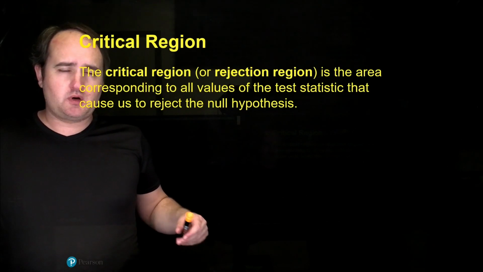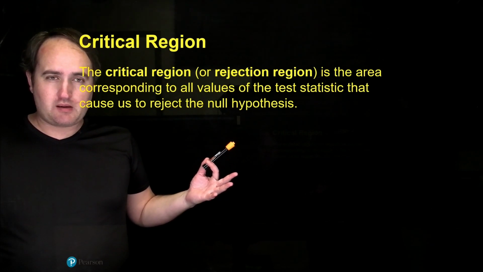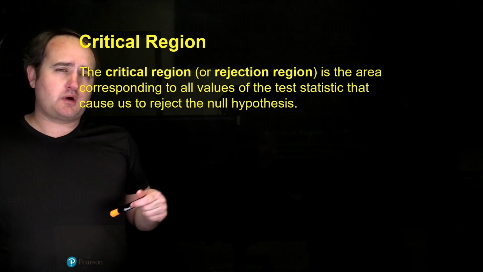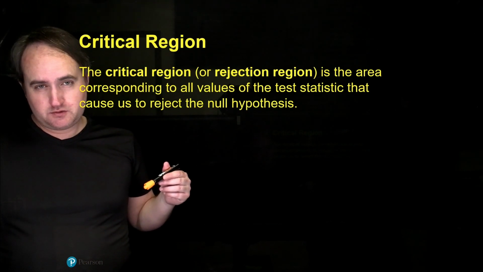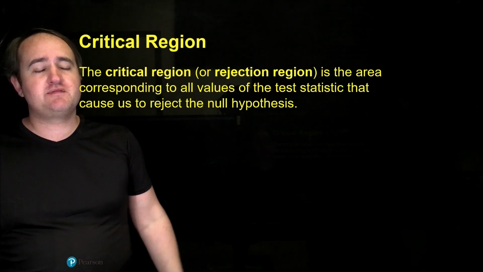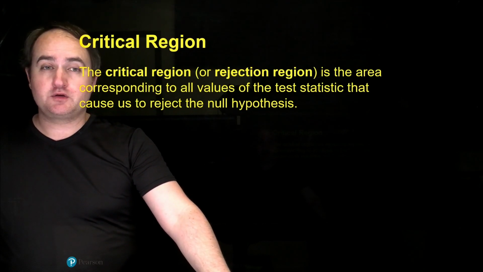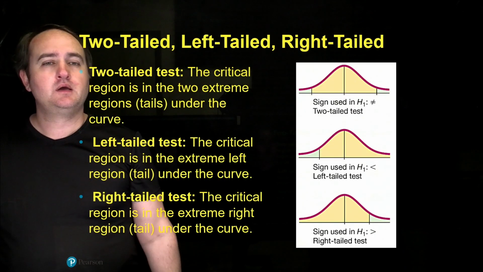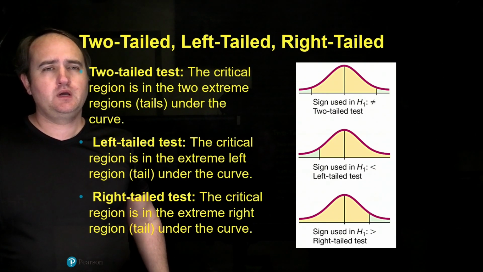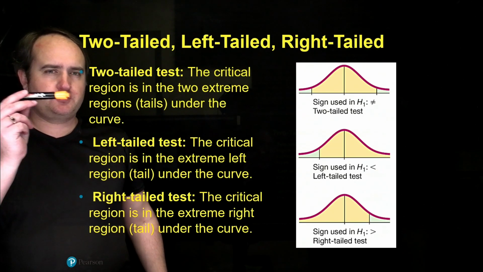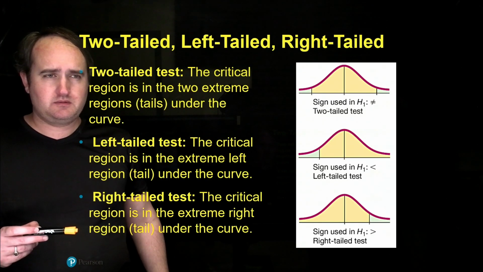Now, there's nothing wrong with using critical regions, and you can do the whole problem that way, and it's totally fine. However, the book that I'm using for these videos focuses more on p-values, which is another approach. So we'll be using the p-value method. However, I'm still going to talk about the critical value or the critical region method, because it helps us to understand what type of test we have. So there are three types of tests: two-tailed tests, left-tailed tests, and right-tailed tests.